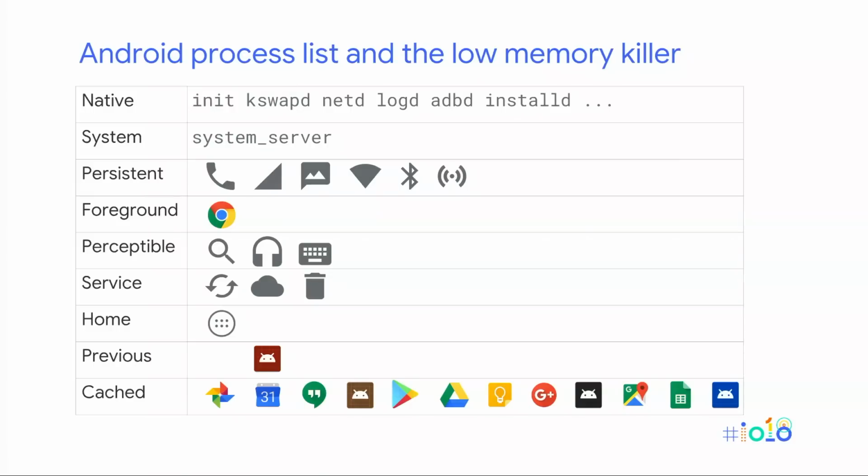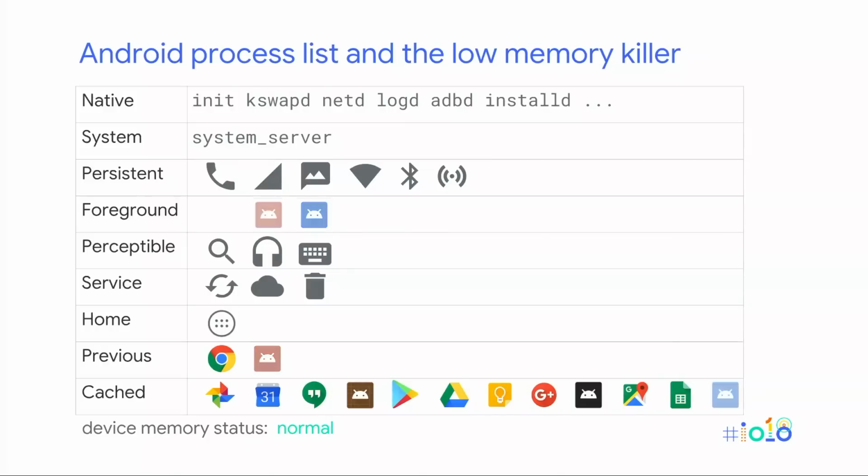The reason we keep around previous and cached processes is that if a user wants to switch to one of these applications, say the previous application, it's very quick to switch to that. I should say this is for a device in a normal memory state. Also, if you want to switch to an application that happens to be in a cached process, that's very quick to do because it's already in memory.